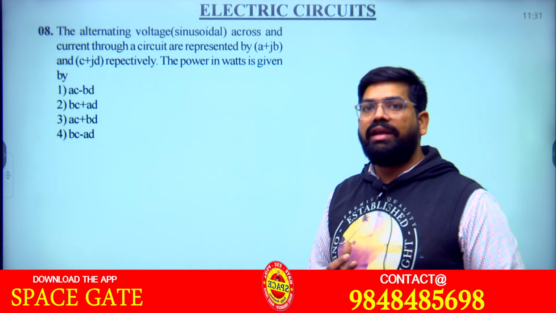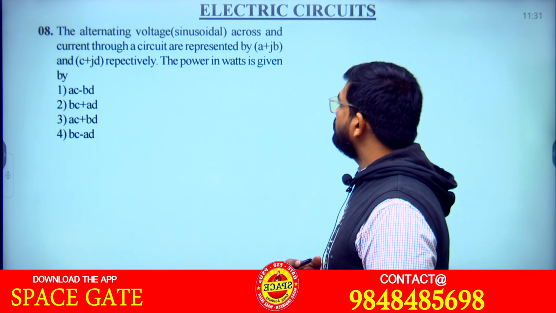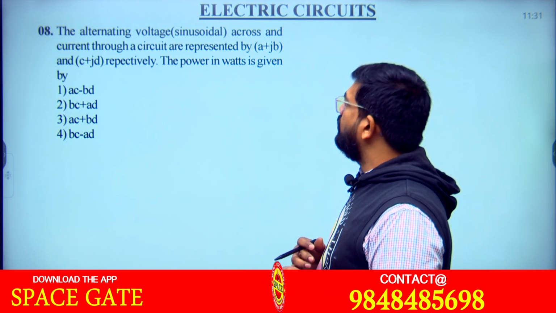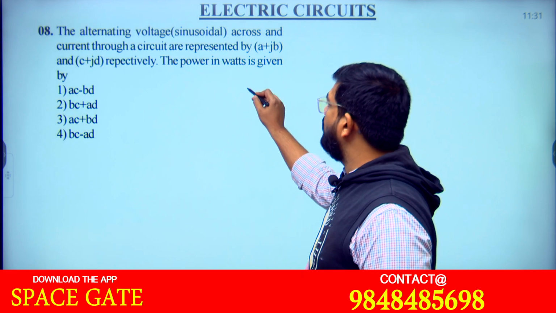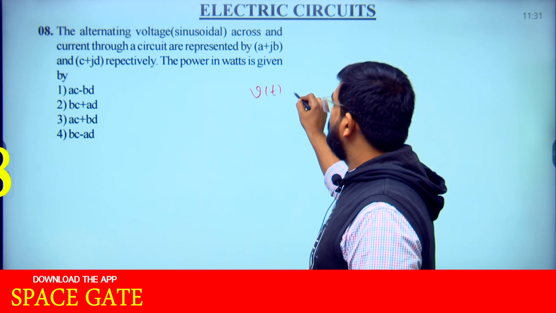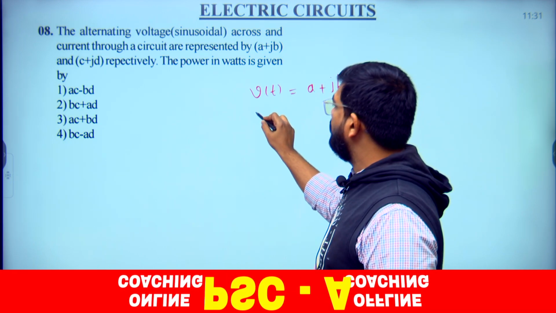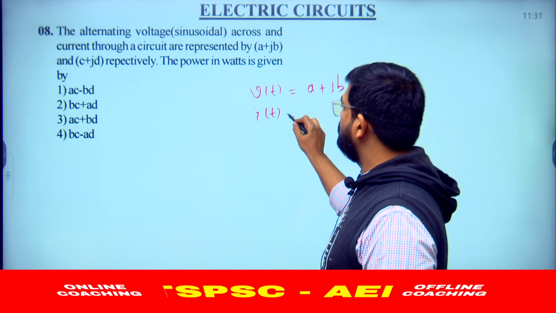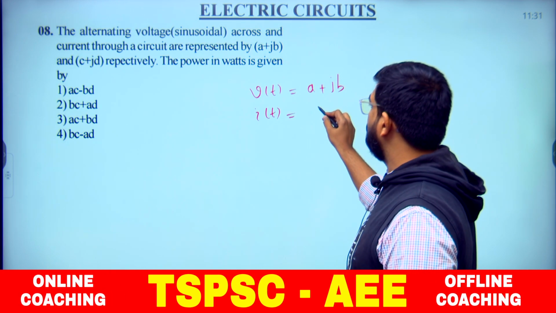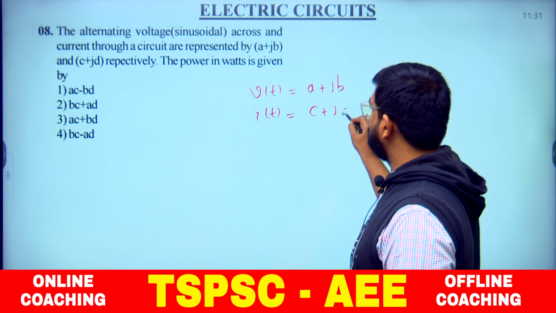Look into the next question here, and this time we have a question related to a basic concept, right? How to find the power here. Alternating voltage is given as A plus jB, and the current is given as C plus jD.